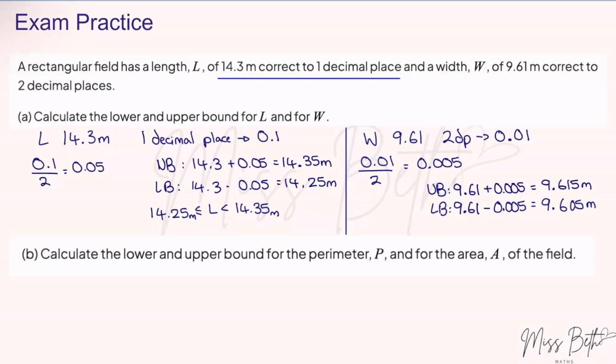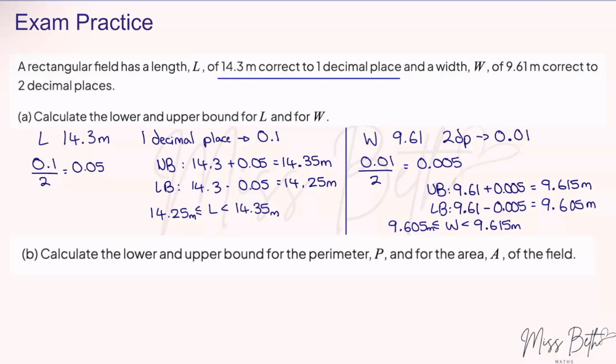Okay, so again, put that into an interval. We would have 9.605 as our lower bound. So W is greater than or equal to that, but less than 9.615. And I've forgotten the meters again. Okay, so you've got your upper and lower bounds for each of those measurements.